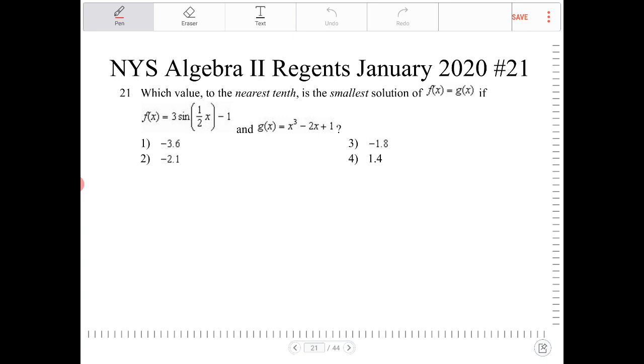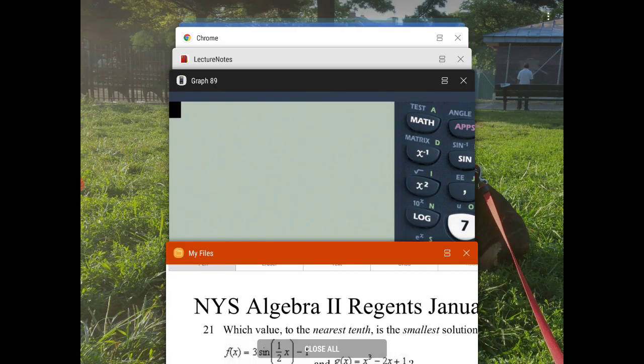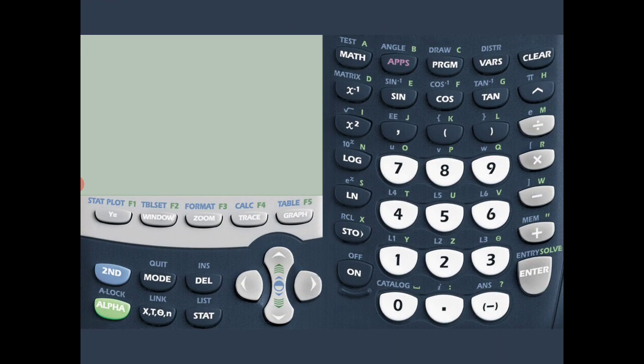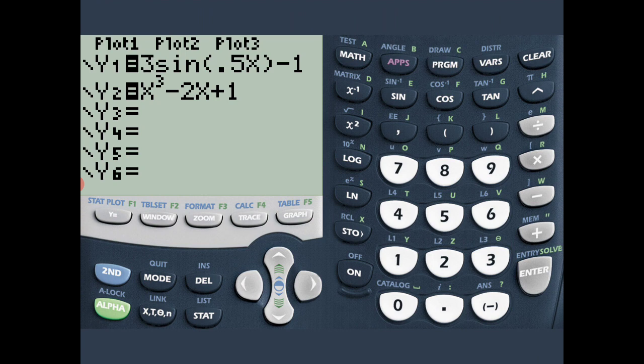So let's enter f of x and g of x into the graphing calculator, and we are going to use the intersect feature to locate where the common intersection is between these two things. I went ahead and entered them into the calculator already, so let's go to our graphing calculator. I've entered the first equation, f of x, and the second equation, g of x.